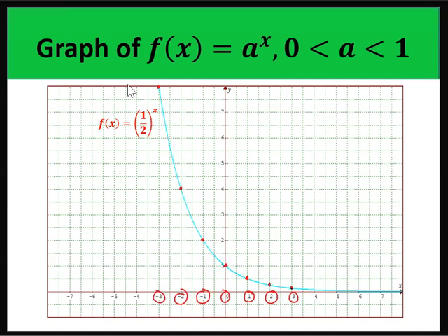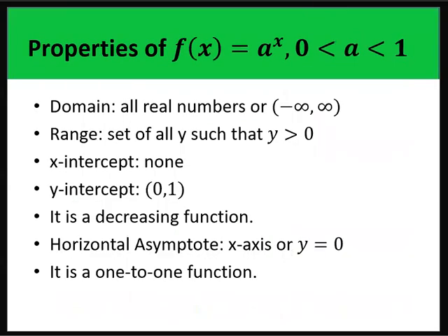So all the properties of f of x equals a raised to x when a is higher than 1 are the same as the properties of f of x equals a raised to x when the value of a is between 0 and 1, except that this graph is a decreasing function. So if you notice, these are the properties for the base a between 0 and 1. The only difference is that the function is a decreasing function.